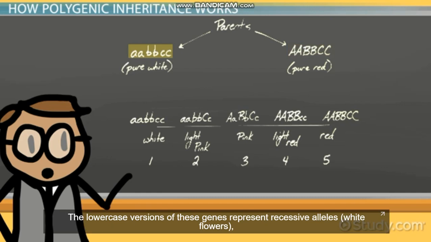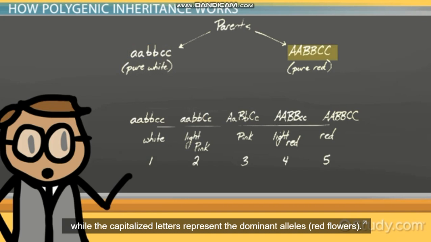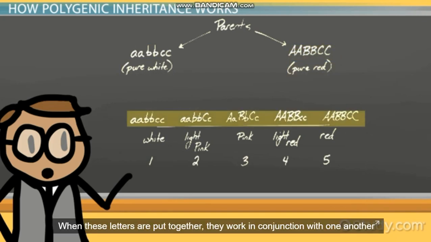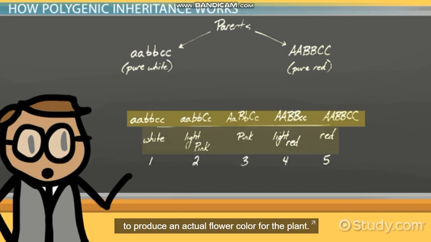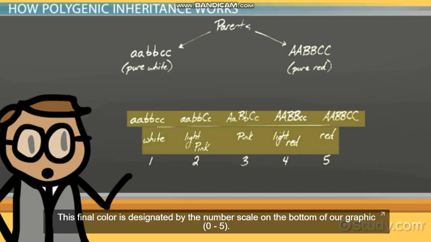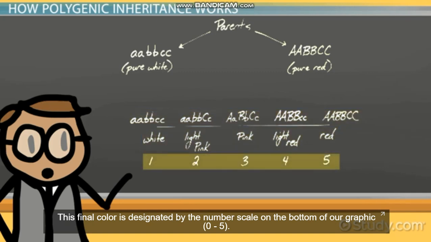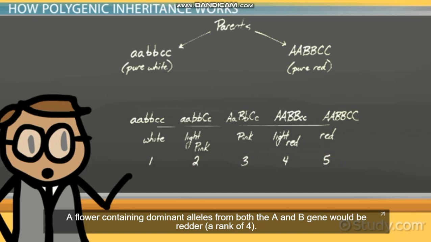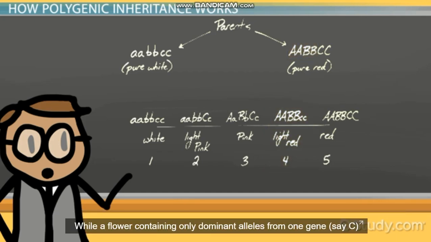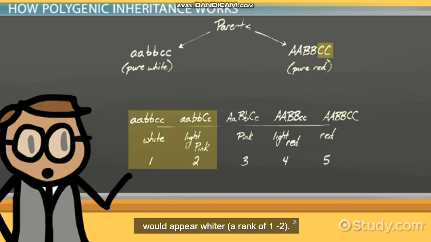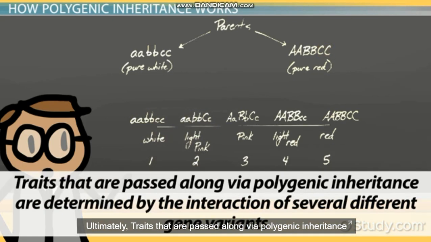The lowercase versions of these genes represent recessive alleles, white flowers, while the capitalized letters represent the dominant alleles, red flowers. When these letters are put together, they work in conjunction with one another to produce an actual flower color for the plant. This final color is designated by the number scale on the bottom of our graphic, 0 through 5. A flower containing dominant alleles from both the A and B gene would be redder, a rank of 4, while a flower containing only dominant alleles from one gene, say C, would appear whiter, a rank of 1 to 2. Ultimately, traits that are passed along via polygenic inheritance are determined by the interaction of several different gene variants.